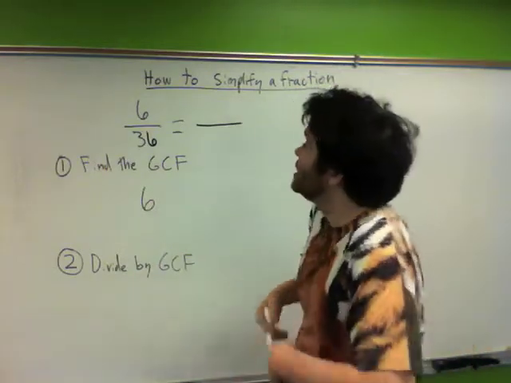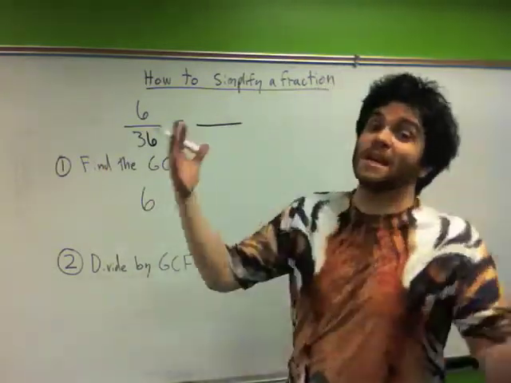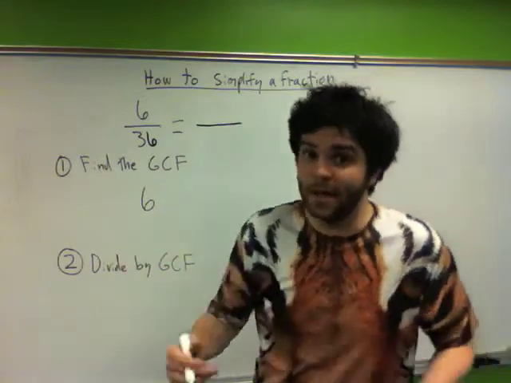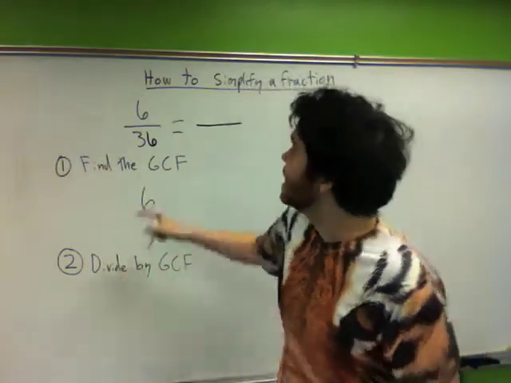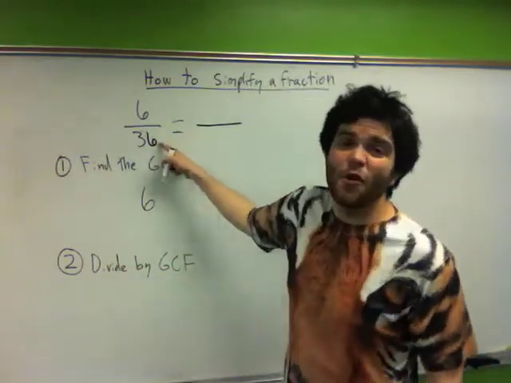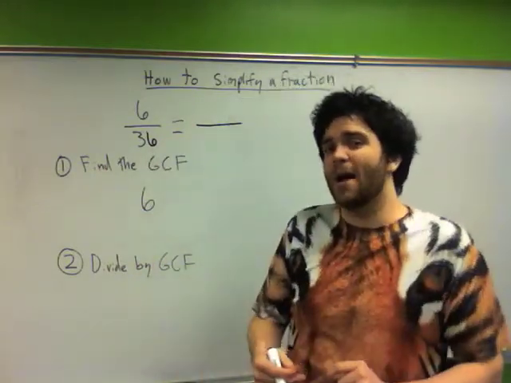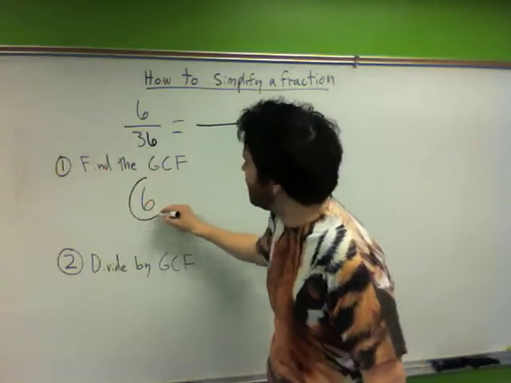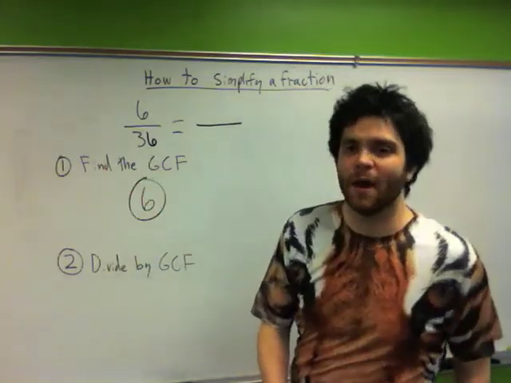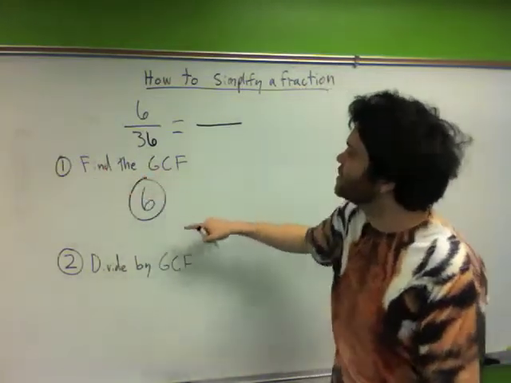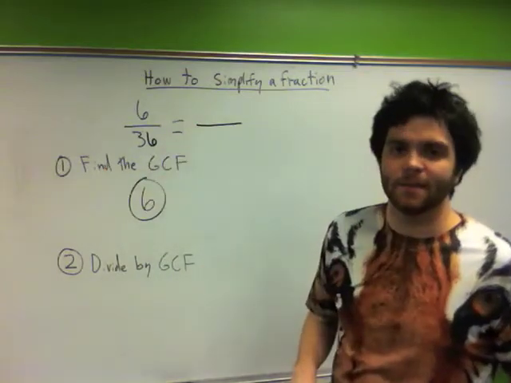That's because 6 is a factor of 6. It's the biggest factor of 6. 6 times 1 is 6. You're not going to get any bigger than 6. And 6 is a factor of 36 because 6 times 6 is 36. It also happens to be the greatest common factor. So our greatest common factor is 6 over 36.